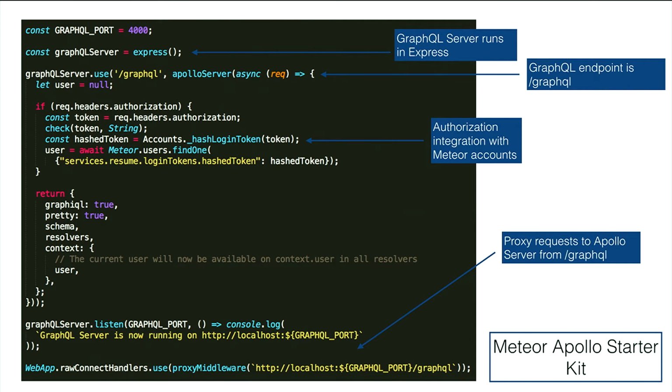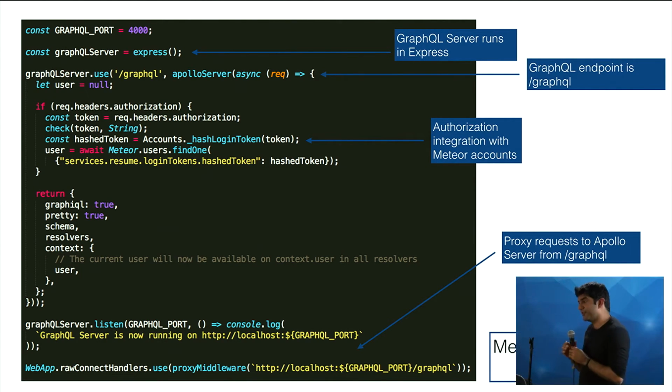There's a very good GitHub project called the Meteor Apollo Starter Kit that's available online that has all of this as kind of examples and a boilerplate. And the Galaxy code actually looks very similar to that. So if you want to go and integrate this into your Meteor application, that's a great resource to go look at and learn about how to do all this stuff.